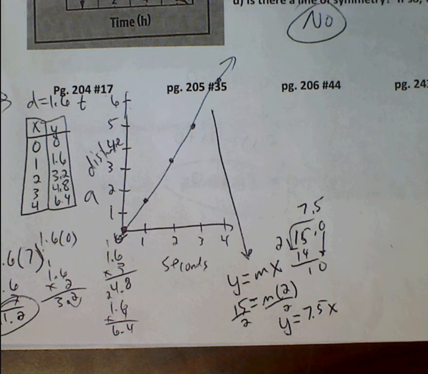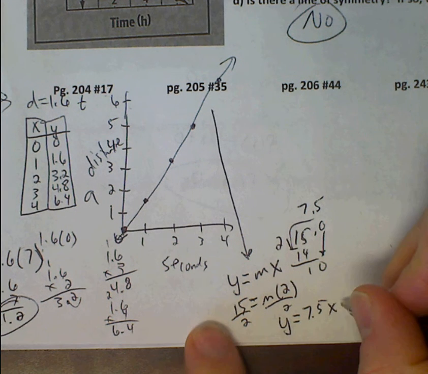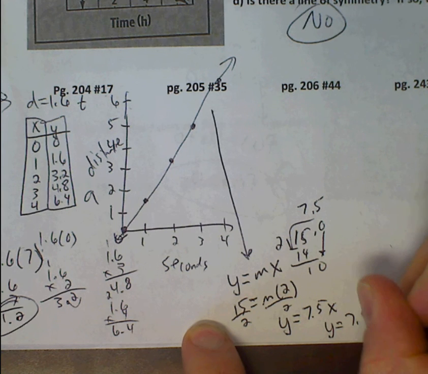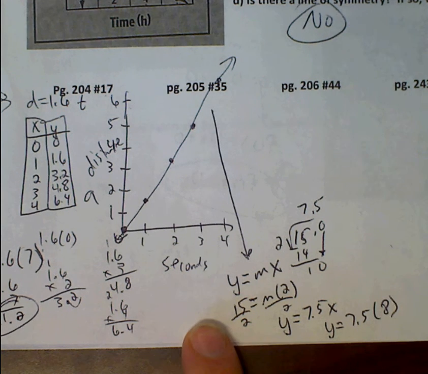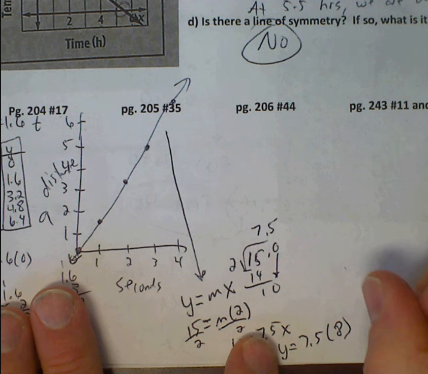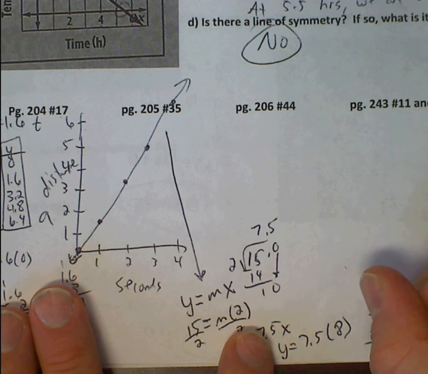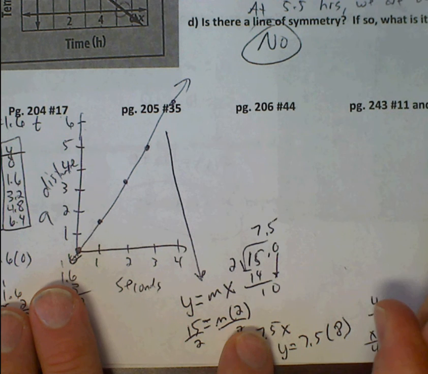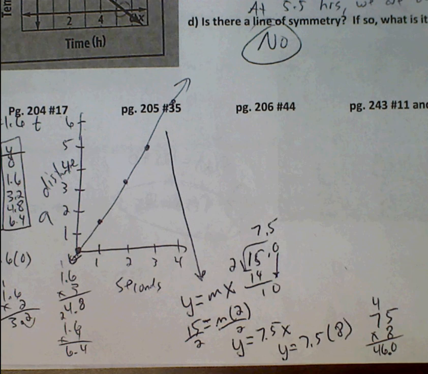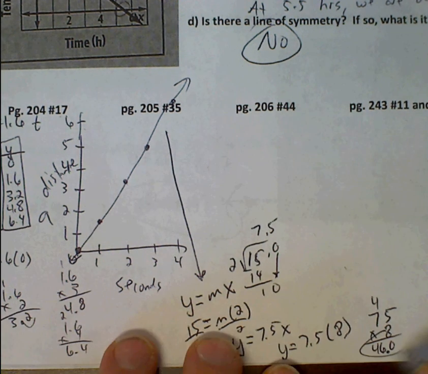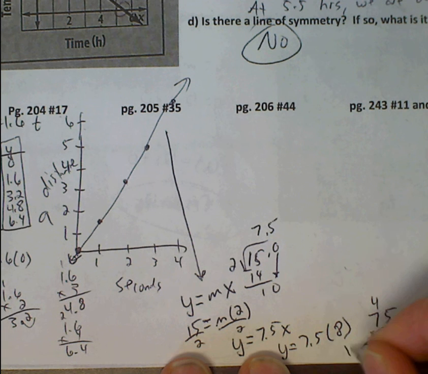Now I need to find y when x equals 8. So I'm going to plug in 8 for x. So 7.5 times 8 gives me 40, that is 42, 46. Move the decimal once because there's one decimal. So y would be 46.